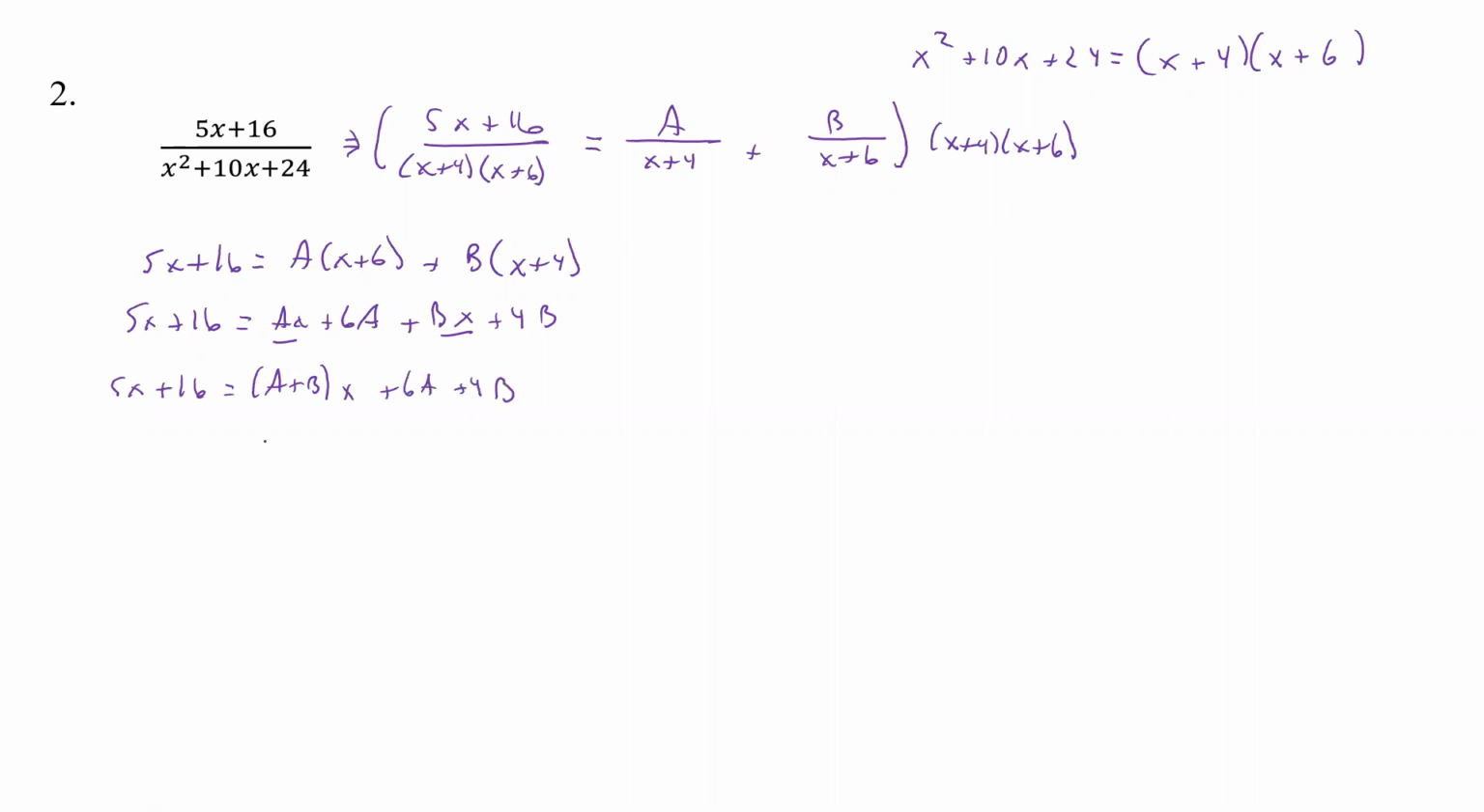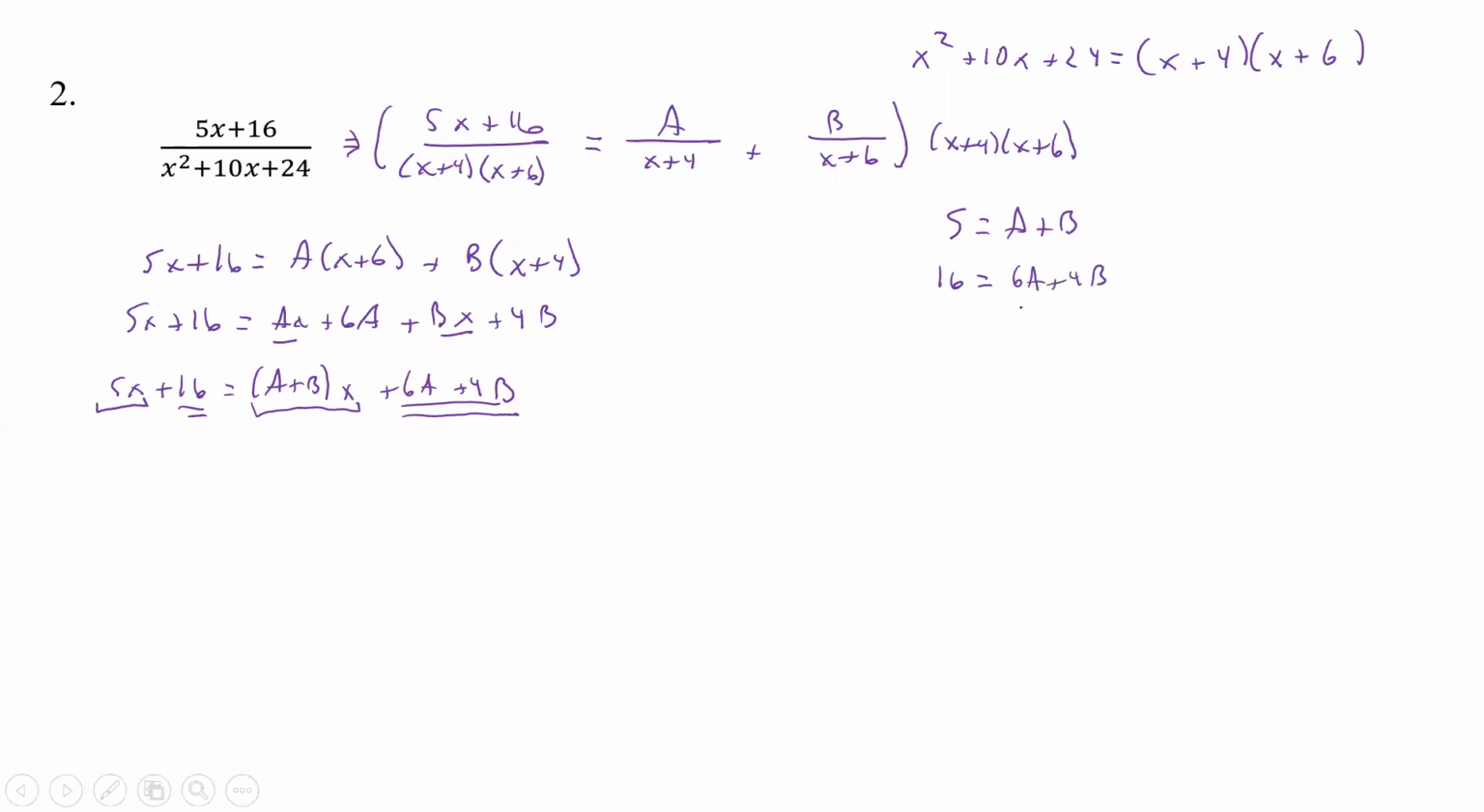All right. So this term I'm going to compare to this one, and this one I'm going to compare to this one. So when I do that, I have 5, because that's in front of the x, is equal to A plus B. And then I have 16 is equal to 6A plus 4B.